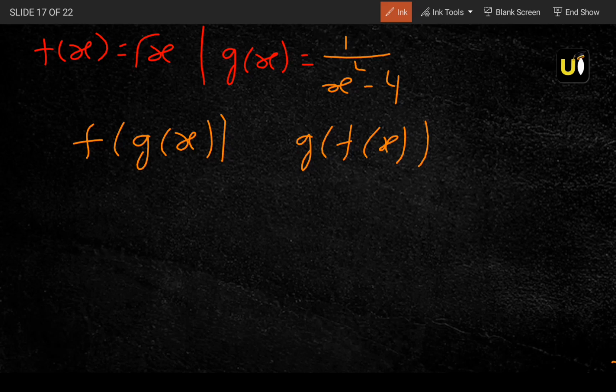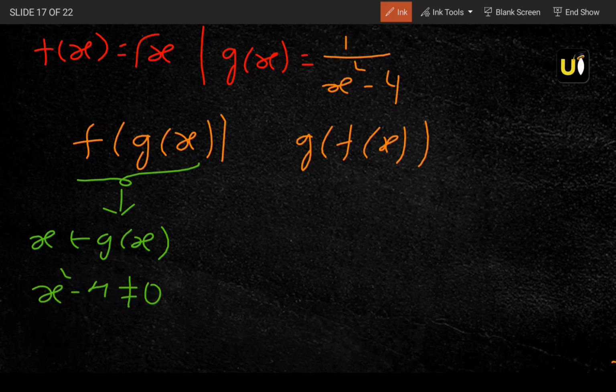Okay, first thing, let's find out for this. See, what is the condition? x must be in the domain of g of x. So what is the domain of g of x? Here the x square minus 4 term must not be equal to 0, because if it is 0, then this g of x will become undefined or cannot be determined. So x square minus 4 must always not be equal to 0. That means x is not equal to minus 2 or 2. That means the domain is minus infinity to minus 2 union 2 to infinity. This is for g of x.